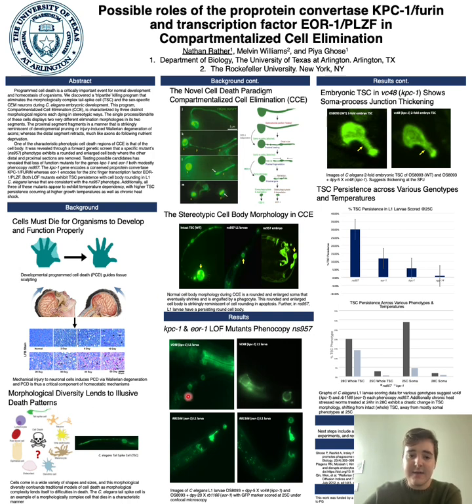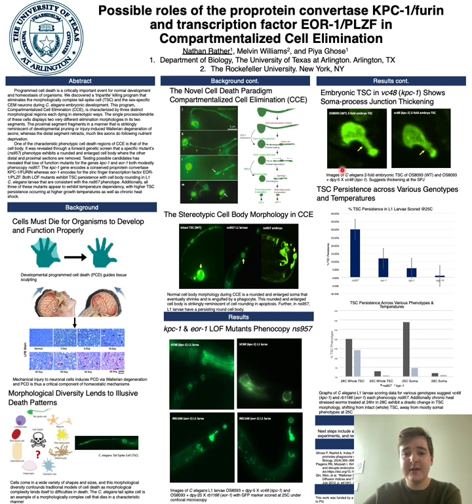It was found that KPC1 and EOR1 loss-of-function mutants both modestly phenocopy the NS957 phenotype, and you can see here the rounded soma in KPC1 loss-of-function mutants as well as in EOR1 loss-of-function mutants. Both have the same rounded soma as in the NS957 forward genetic screen.